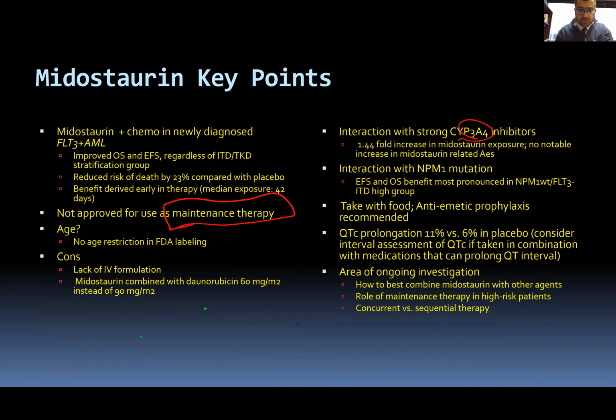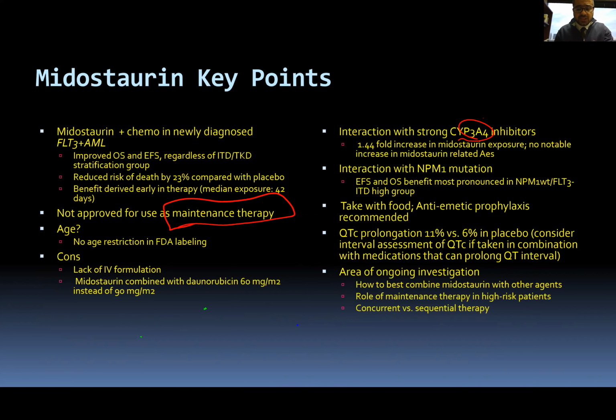Questions for the future: how to best combine it? Should we actually just do it continuously from day 1 of diagnosis, or once we have the drug, we start it as soon as we can? There's no point of waiting those 7 days. Or should we wait until we achieve remission and then use it? Who knows? Clinical trials will tell us.